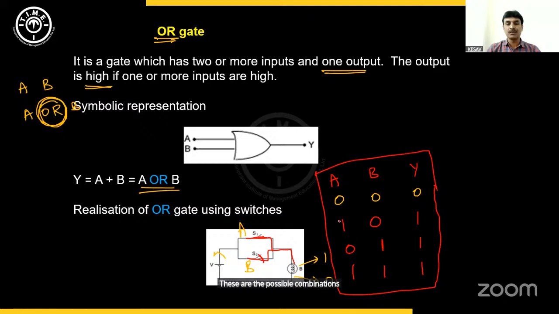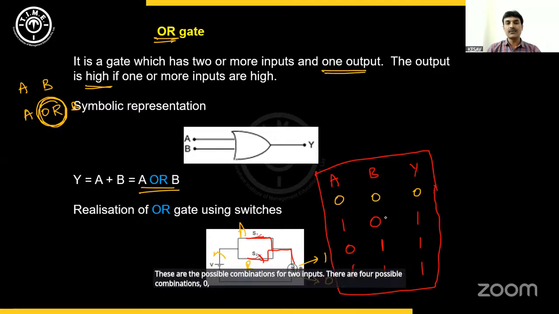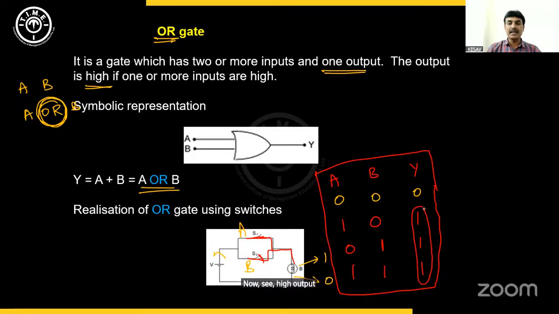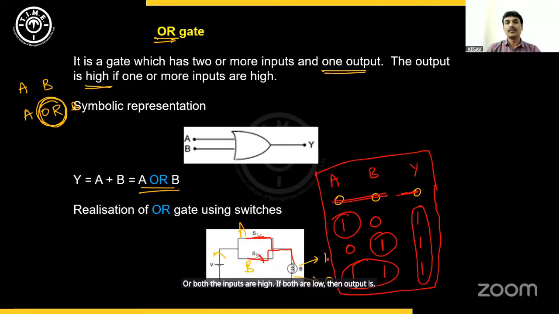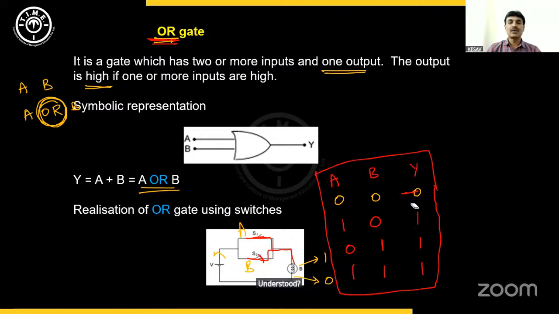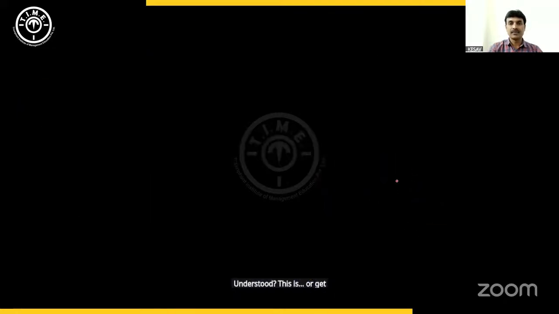For two inputs, there are 4 possible combinations: 0,0; 0,1; 1,0; and 1,1. Now see, high output is obtained when any one of the inputs or both the inputs are high. If both are low, then output is low. Otherwise, output is high when either A or B is high. So that's what is OR logic. Understood? This is OR gate truth table.